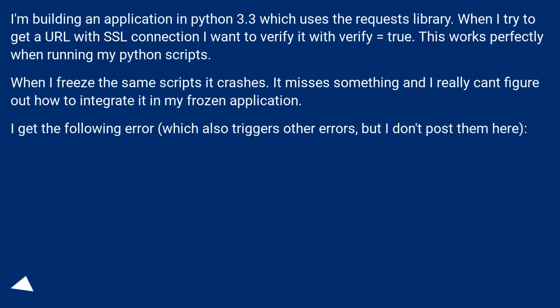I'm building an application in Python 3.3 which uses the requests library. When I try to get a URL with SSL connection, I want to verify it with verify equals true. This works perfectly when running my Python scripts. When I freeze the same scripts, it crashes. It misses something and I really can't figure out how to integrate it in my frozen application. I get the following error, which also triggers other errors, but I don't post them here.